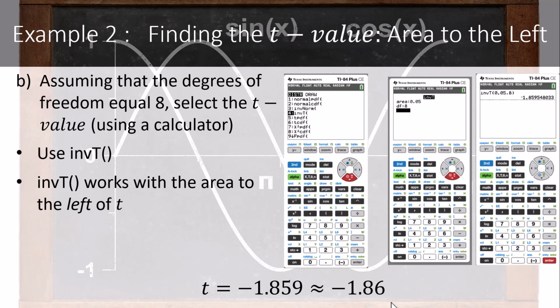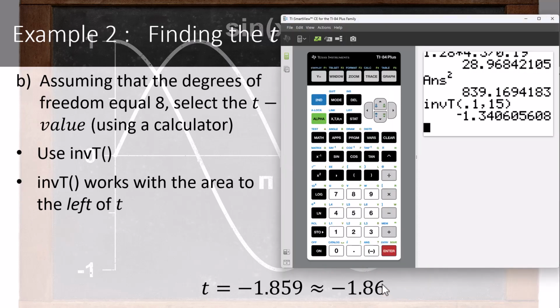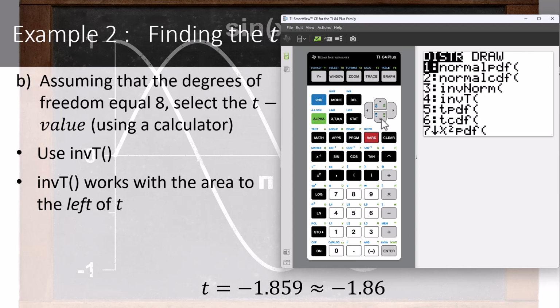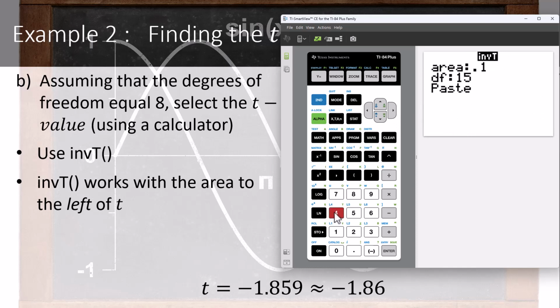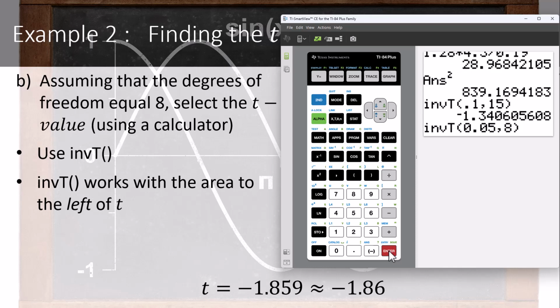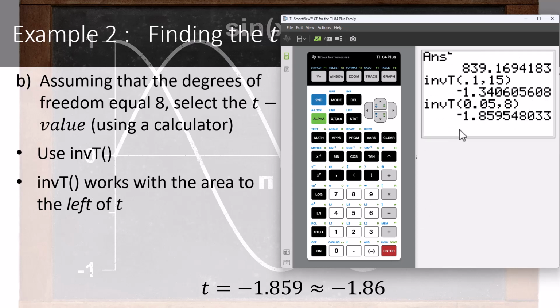Okay, what about if we're using our calculator? It is the exact same approach. You can go second VARS, inverse t. You can just do that by hitting 4. Now remember, our area is 0.05. The degrees of freedom happen to be 8. And this one uses the area to the left of t. So that is going to give us what we expect, namely negative 1.859, or in this case, negative 1.86.